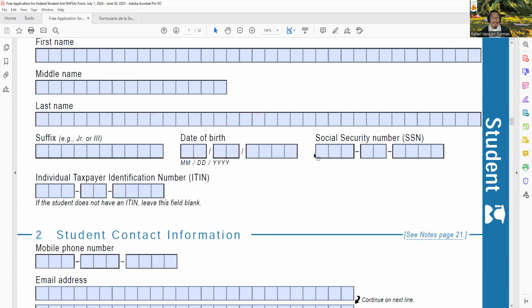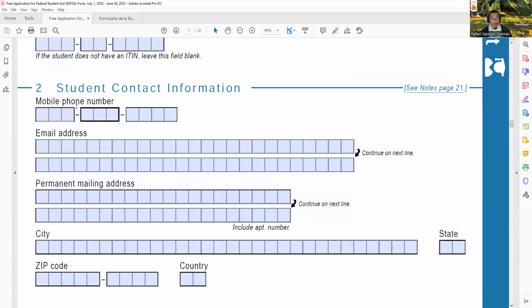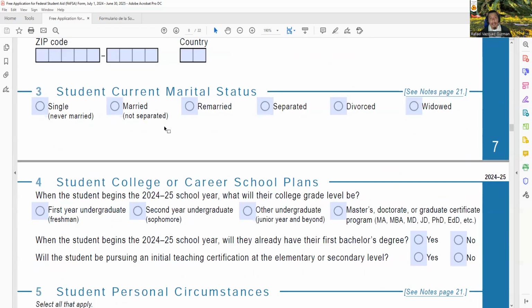Okay, so then this person would have a Social Security number and not an ID. And other than that, again, they just want your basic information, phone number, email address. Make sure to put it twice because sometimes we make a mistake the first time, and if we don't put it here, we don't catch that mistake. It has to match. And then your home address or where you're staying, and whether or not you're single, married, and so on. If you're married, you will not have to use your parents' information.